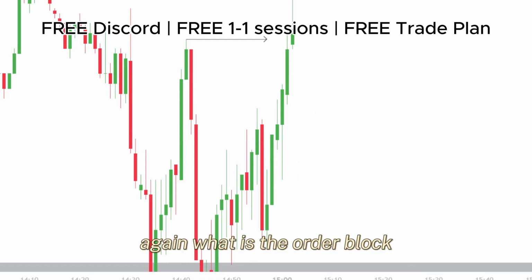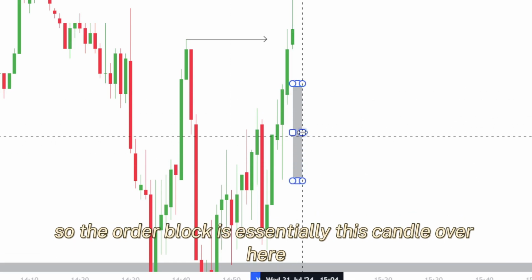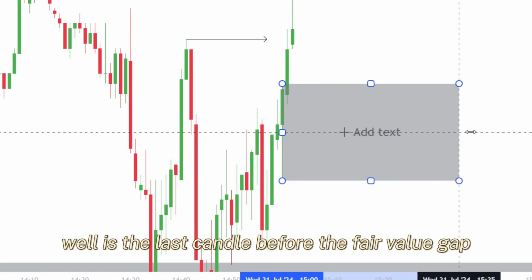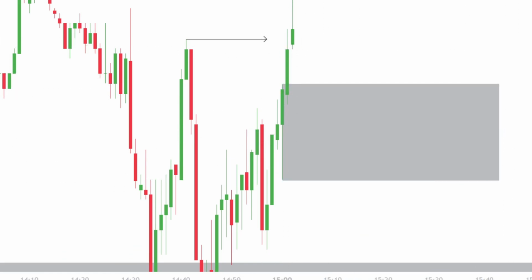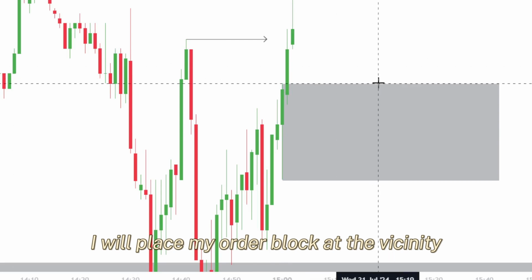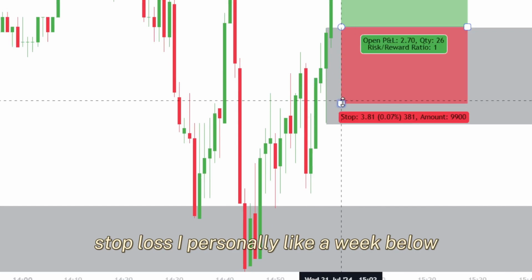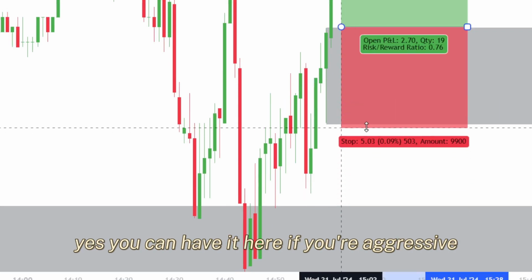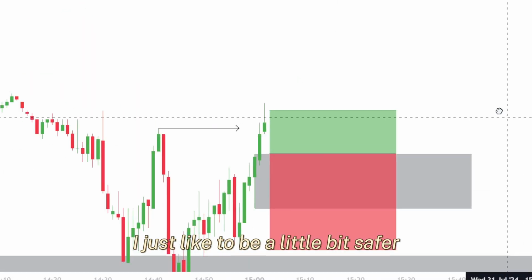Again, what is the order block? How do you identify the order block? The order block is essentially this candle over here. What makes an order block? Well, it's the last candle before the fair value gap. The fair value gap is here. I will place my order at the vicinity or the edge of the order block itself. Stop loss, I personally like it at the wick below. Yes, you can have it here if you're aggressive. I personally would have it here. I just like to be a little bit safer with my stop losses.